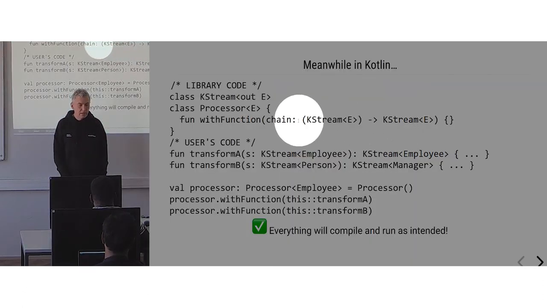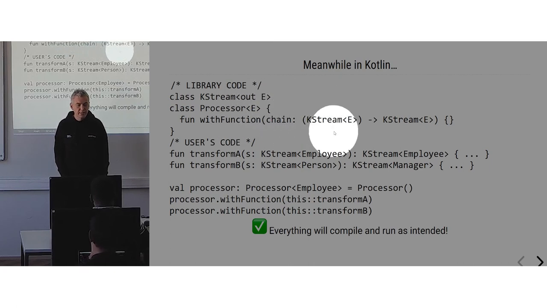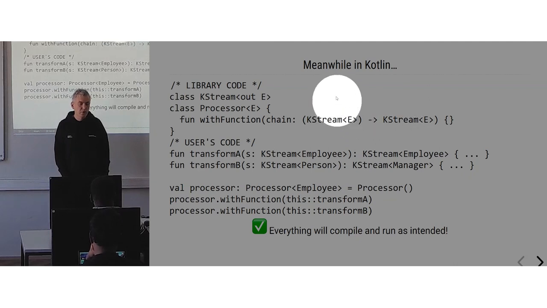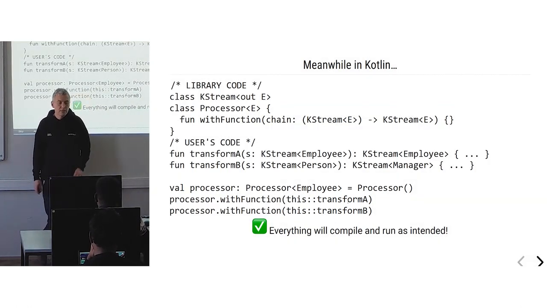Because in Kotlin, by the way, they have special literals to describe a function. So here we say that this chain is a function from KStream of E to KStream of E. And as soon as it's Kotlin, it already understands: mm-hmm, it's a function, so this should be contravariant, this should be covariant. So it compiles with less code, and what's good, both these calls will compile. So in Kotlin, it's easier to write very convenient APIs. In terms of generics, Kotlin is superior to Java, of course, due to declaration-side variance.